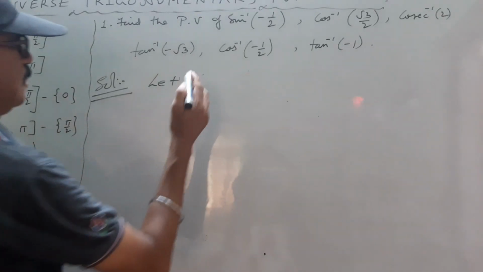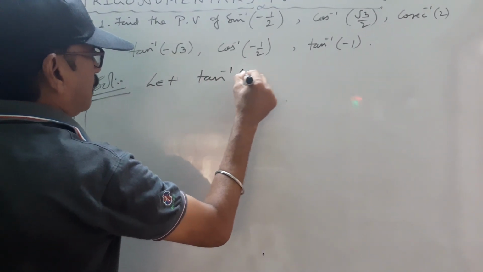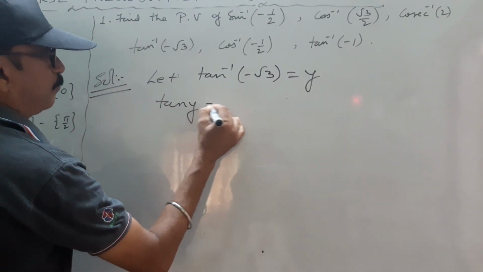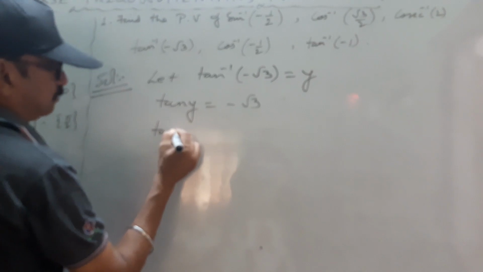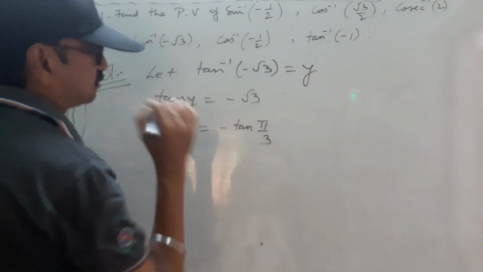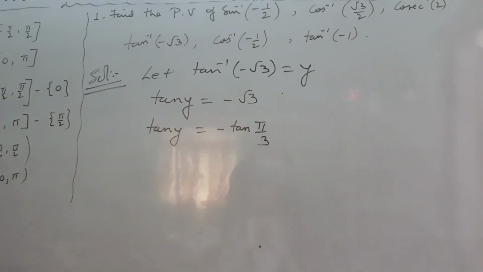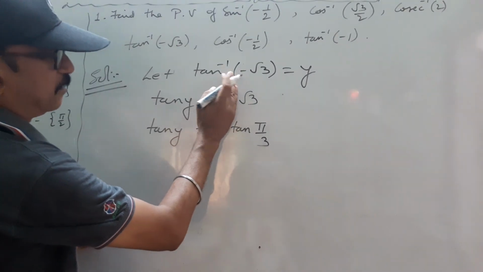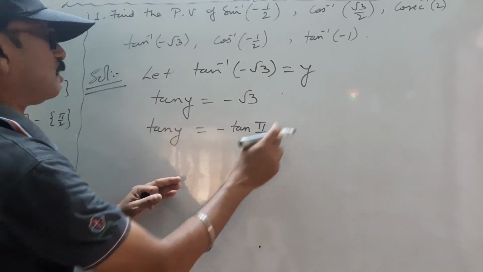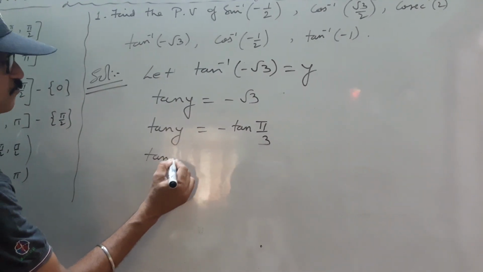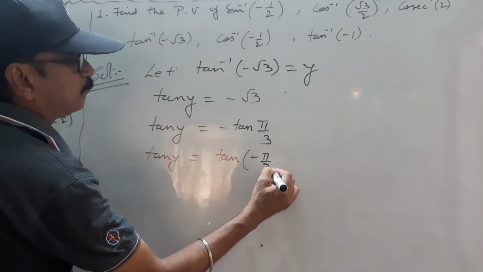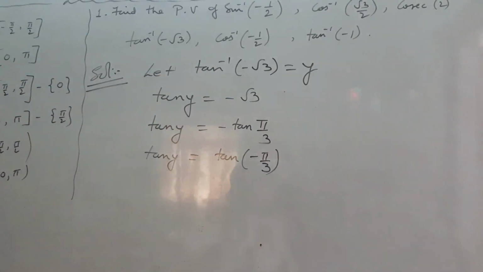For the fourth question, let tan inverse of minus root 3 be equal to y. So tan y is equal to minus root 3. Tan y is equal to minus tan pi by 3. Tan 60 degrees is root 3, so minus tan pi by 3. And as we know that tan of minus theta is minus tan theta, I am going to write it as tan of minus pi by 3.